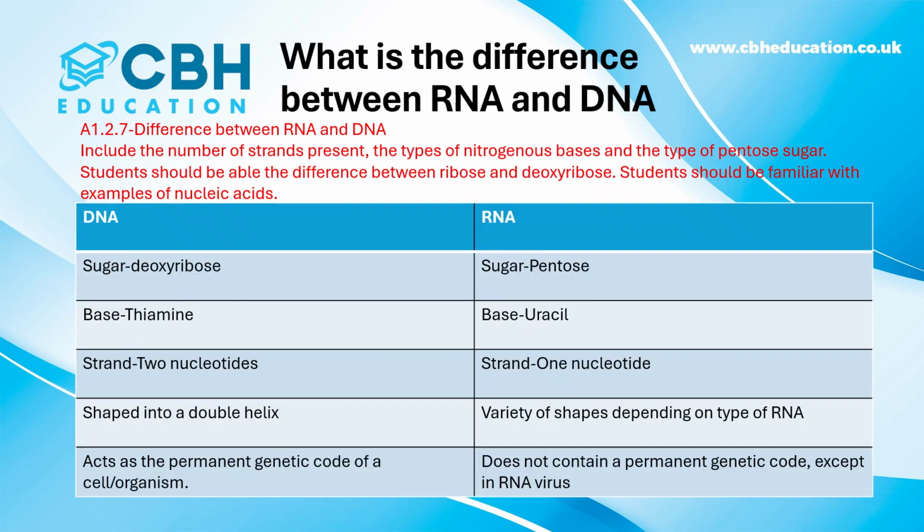So, what is the difference between RNA and DNA? DNA contains a deoxyribose sugar, thymine as a base, the strand is two nucleotides, it's shaped into a double helix, and acts as a permanent genetic code of a cell or organism. RNA, the sugar is ribose, the base is uracil, the strand is one nucleotide, and it has a variety of shapes depending on the type of RNA, which we'll go through in later sections. It does not contain a permanent genetic code except in an RNA virus.